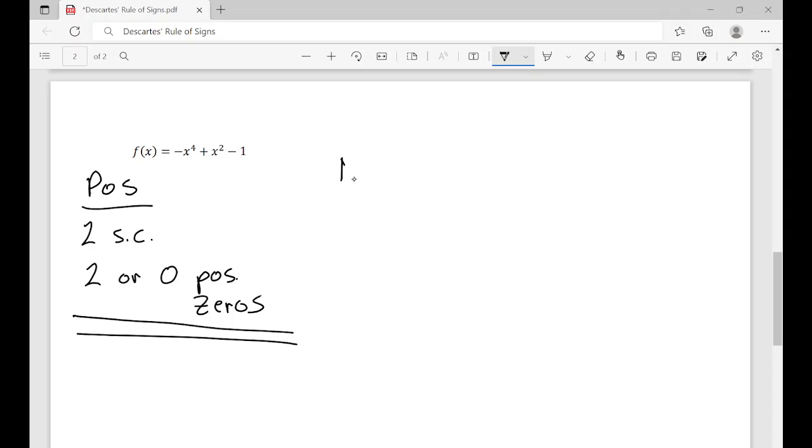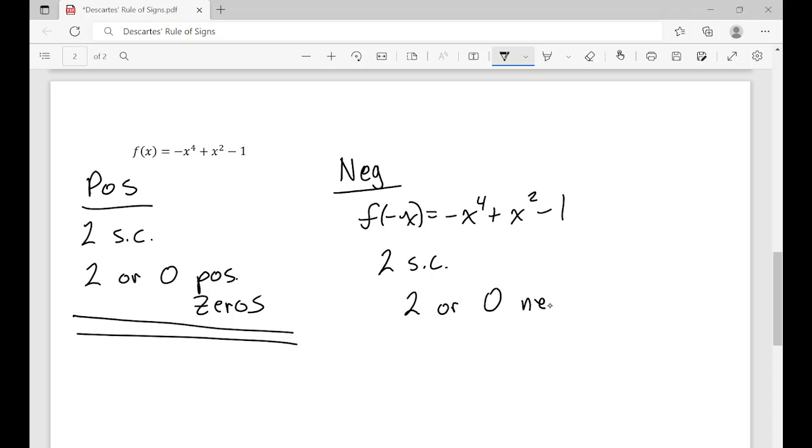Now I'm going to do it again for the negative zeros. Just replace all the x's with negative, but since they're all even powers, don't really need to do anything. It's all going to stay the same. So f of negative x is going to be negative x to the 4th plus x squared minus 1. Again, 2 sign changes. So since it only changes twice, there could be 2 or 0 negative zeros for this function.